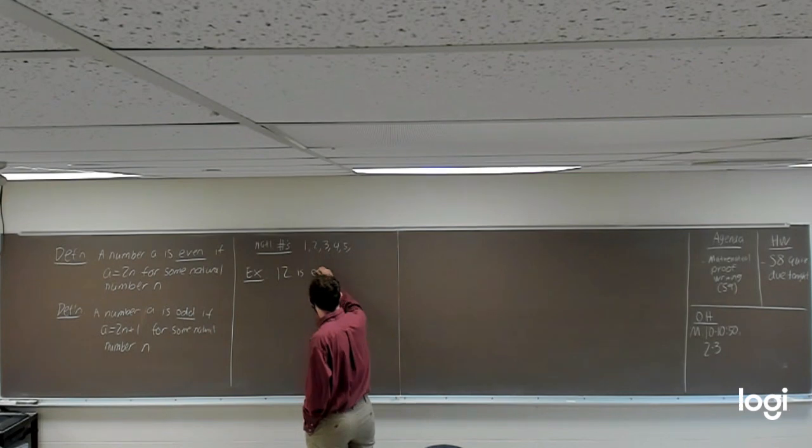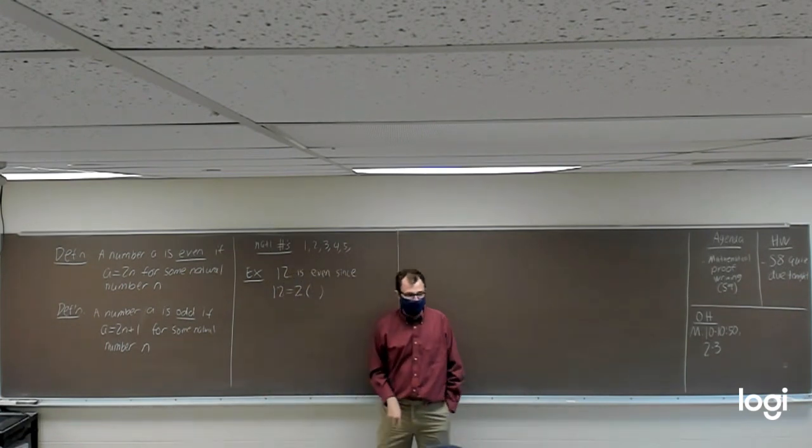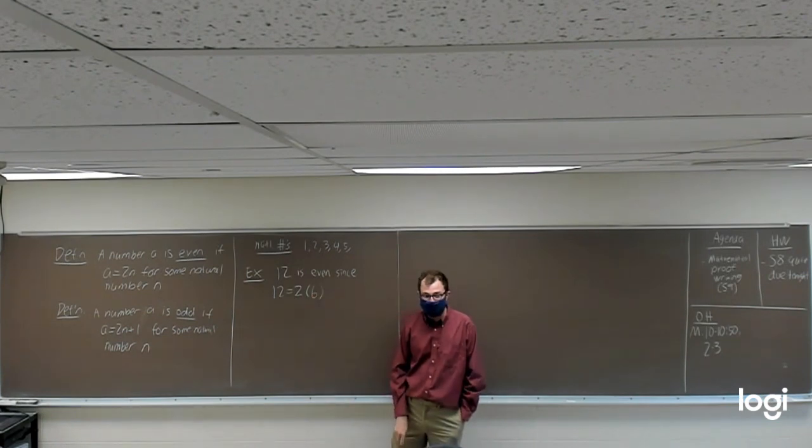So 12 is going to be even, since 12 is equal to 2 times, what can we multiply by 2 and get 12? 6.